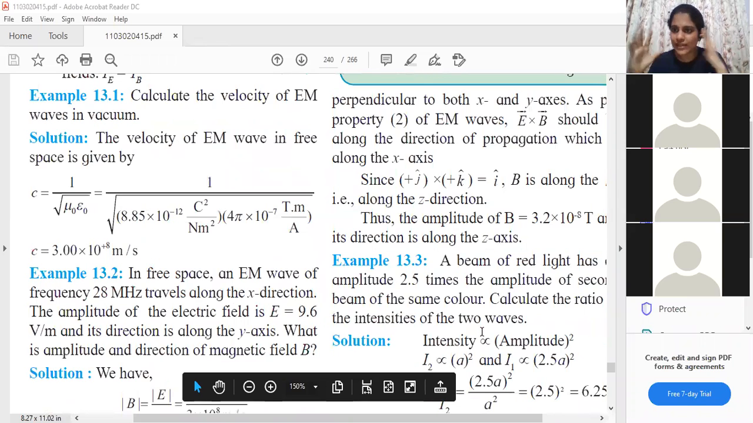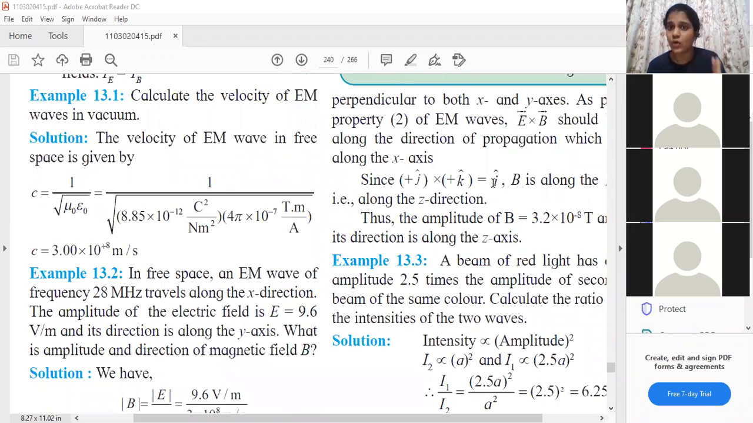Orally you came to know that B is on the Z axis, but you have to prove that now. So we will do E cross B. E is on which axis? Y, so we write J cap. B is on which axis? Z, so we write K cap. And we know that J cross K is the I vector, and I is nothing but the X axis. So this proves that whatever answer I have written is correct.